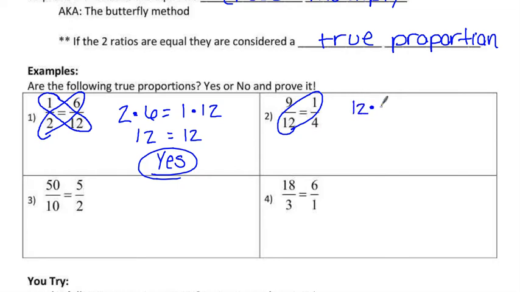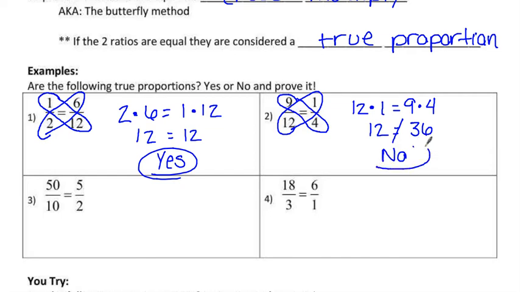12 times 1 should be equal to 9 times 4, if this is a true proportion. 12 times 1 is 12. 9 times 4 is 36. 12 is not equal to 36, so this is not a true proportion. And I put the line through the equal sign to show that it's not equal. Okay, we're going to do the same thing for this one.